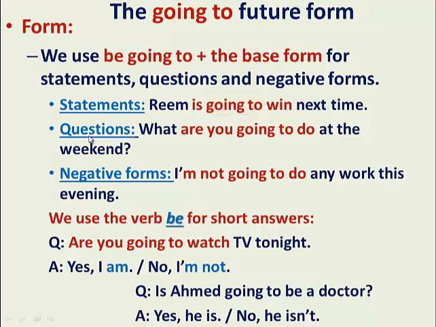In questions? What are you going to do at the weekend? In negative forms, here is a sentence. I am not going to do any work this evening. We use not after the verb be. So I am not, he is not going to do, they are not going to do any work.